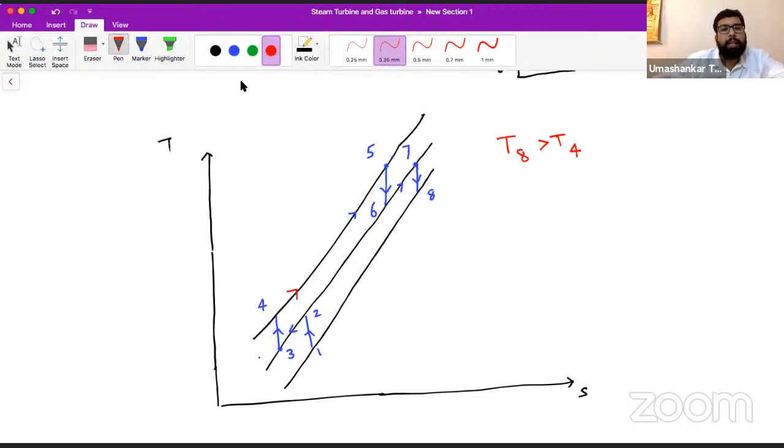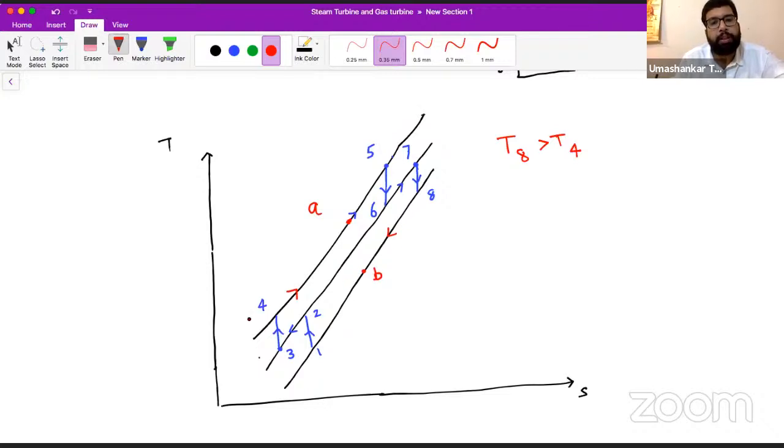So when heat is given to the air at point 4, its temperature will increase, and if there is perfect regeneration, this A will become equal to 8. Otherwise, effectiveness will be given to you. Similarly, the stream exhausting from the gas turbine gives heat to this cold fluid, its temperature will reduce, and the temperature will reduce to B.